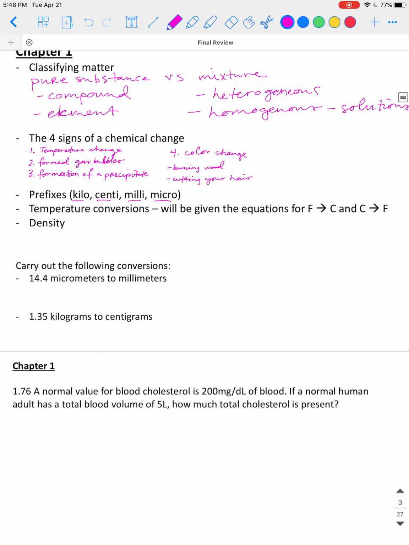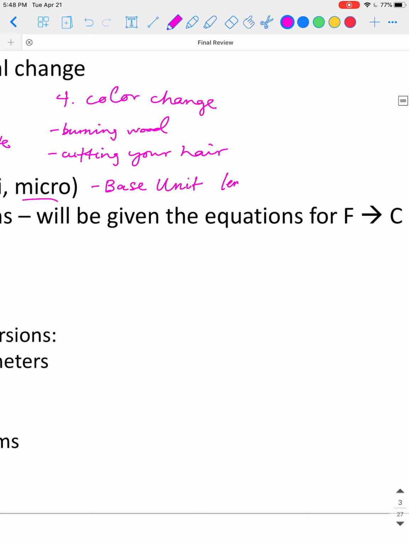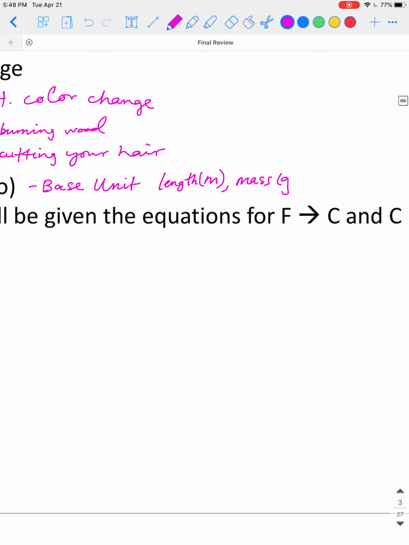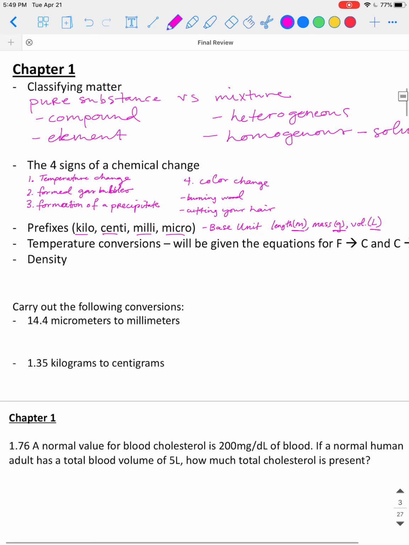Additionally, you need to know prefixes. These are the 4 you need to know: kilo, centi, milli, micro. Okay. You need to know the relationship to what we call the base unit. Remember, we have 3 different base units for length, we have the meter, okay, for mass, we have the gram, and for volume, we have the liter. So meter, gram, and liter, these are our base units. And you need to know the relationship of kilo, centi, milli, and micro, how these prefixes change those units.